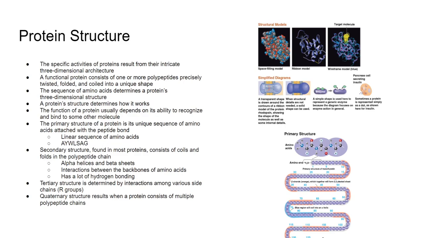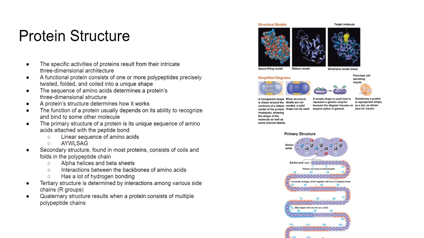All right, protein structure, which is an important idea when we get into proteins, right? We're looking at the protein as a whole, and so we refer to these structures as leveled out into the primary, the secondary, the tertiary, and the quaternary structure. The specific activities of proteins result from their intricate three-dimensional architecture. So a functional protein consists of one or more polypeptides precisely twisted, folded, and coiled into a unique shape. So each protein has a generally unique shape. The sequence of amino acids determines a protein's three-dimensional structure.